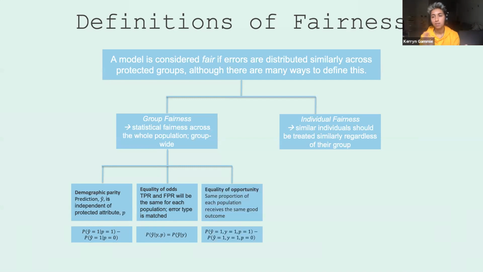And then lastly, we have this idea of equality of opportunity, which is very similar to equality of odds, except it focuses on the positive outcome, right? So yeah, just that each group in that population receives the same good outcome. And I'll illustrate more of this as we go through.